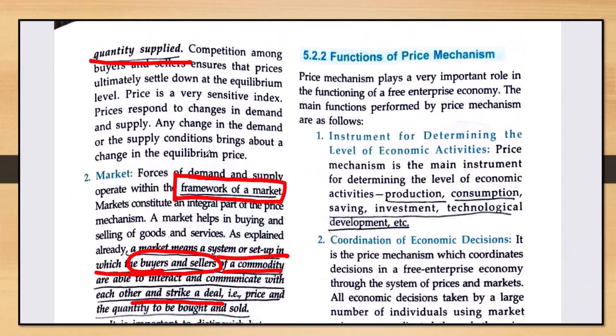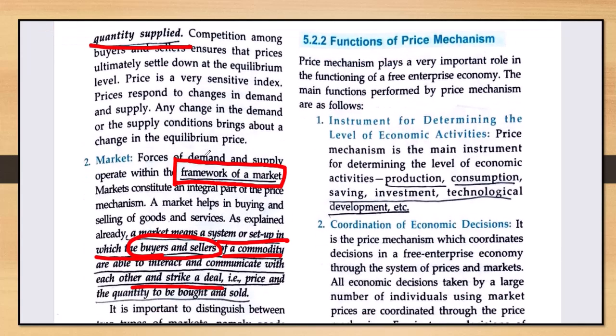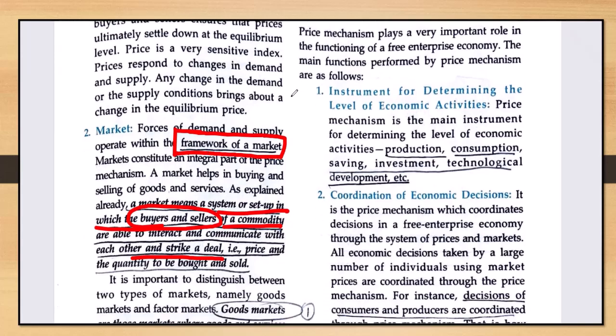Now let's see some of the functions of the price mechanism. Now that we have seen what is price and what is market, let's see the price mechanism. First, it is an instrument for determining the level of economic activities. Why is price mechanism an instrument for determining the level of economic activities? What do you mean by level of economic activities? That means what production, consumption, saving, investment, technological development, etc. should be taking place in the economy. How is it helpful? Price mechanism helps us in deciding that.